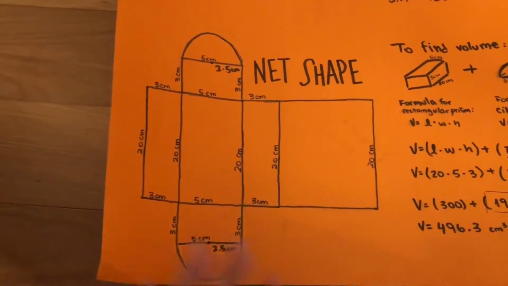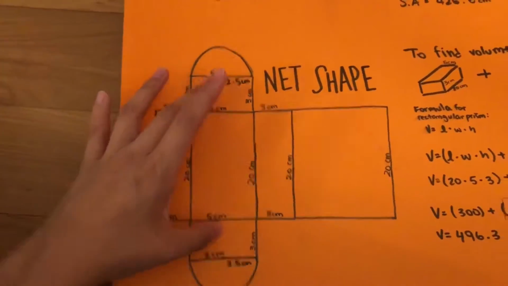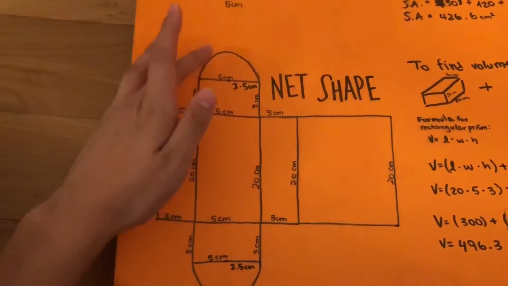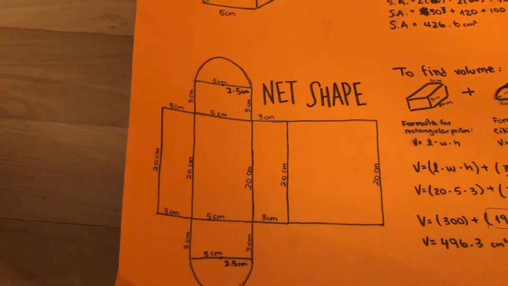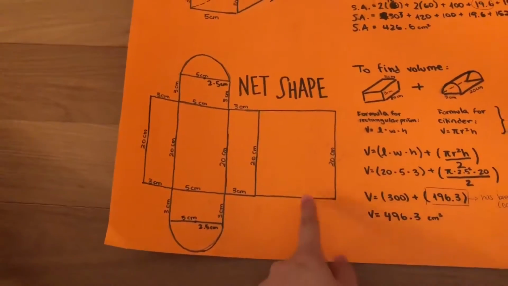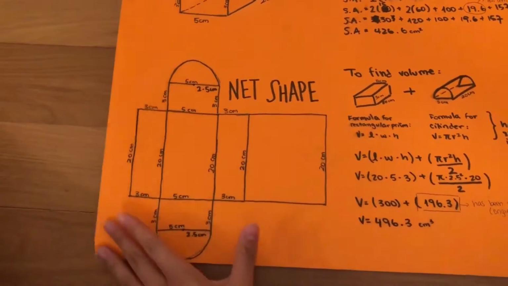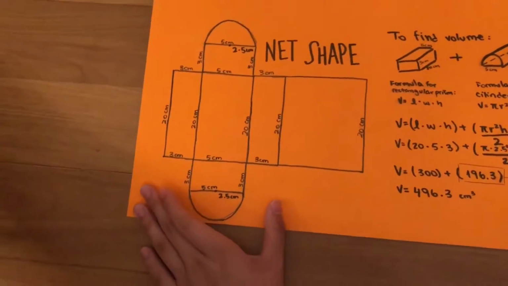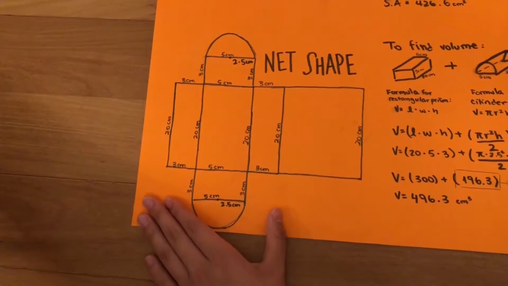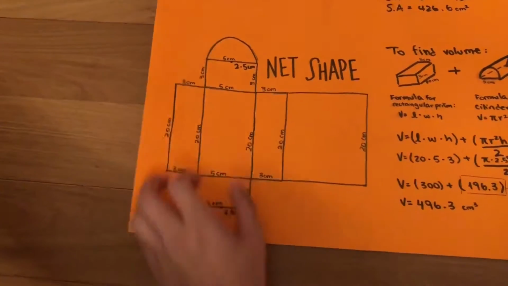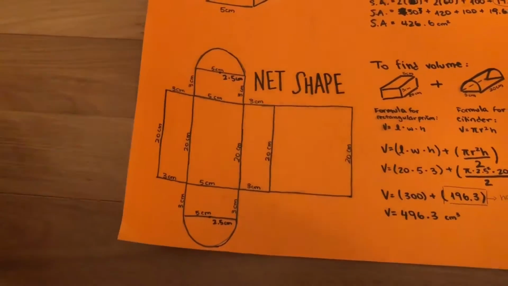Out of all of these shapes, there are 2 sets of equal rectangles, 2 individual rectangles, and then the 2 semicircles are also equal. To find the total surface area, we must find the individual areas of each one of these shapes and add them together. To do so, we will be using 2 formulas: the formula for finding the area of a rectangle and the formula for finding the area of a circle, since these 2 semicircles make up a circle together.